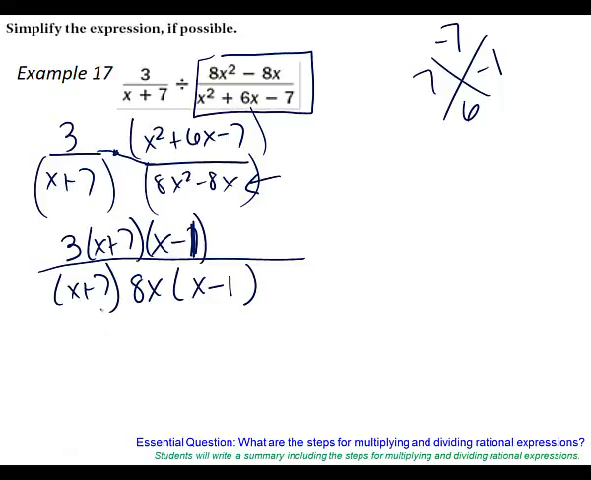What am I going to do now? Cross out the x plus 7 and the x minus 1's. What's left behind on the top? 3 over 8x. Good. So if we're good at factoring, this should be easy on the next test, right?